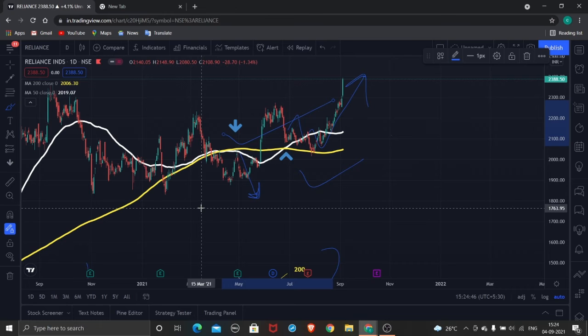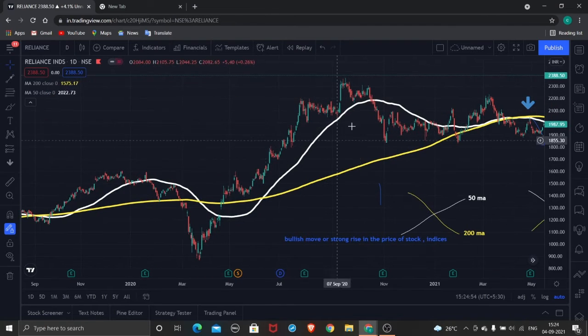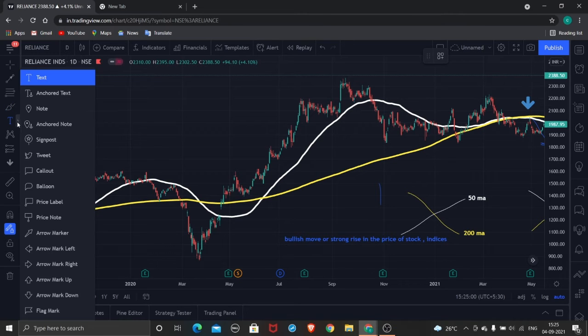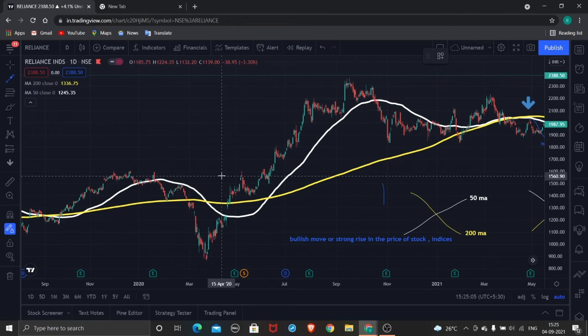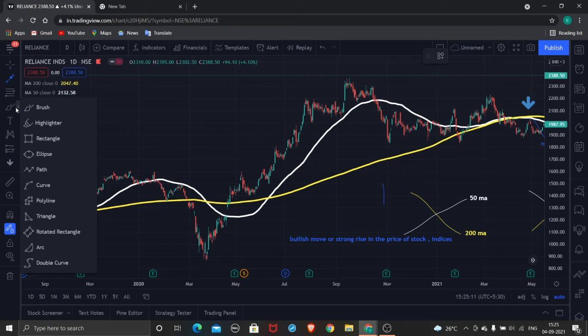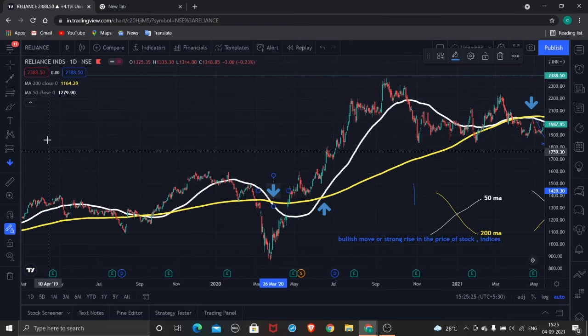Let me clear, so the chart would be a bit clean and easier for us. Here we can see a major move. So where is the point of crossover? Can you just tell me? Just wait for 5 seconds so that you can find out where the point of crossover is. Yes, you are right. Here it is. Then another crossover. Here it is. Then another crossover.